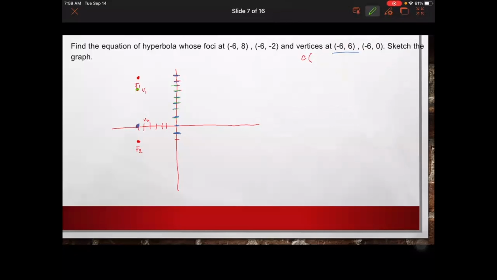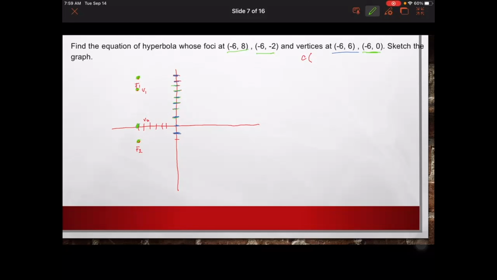Okay? Now, nasan yung V2? Negative 6 and 0. Wala naman siyang Y, kaya dito siya. So, V2. Yung F1 is negative 6 and 8. So, ito negative 6, itong part dito. Tapos, ito, that's 8. That's the F1. Tapos, negative 6 and negative 2. Dito siya. Okay?